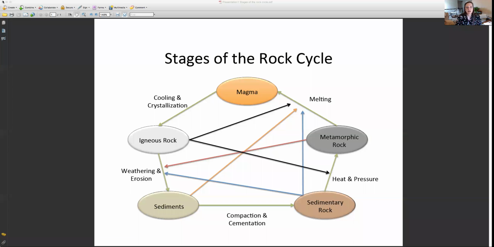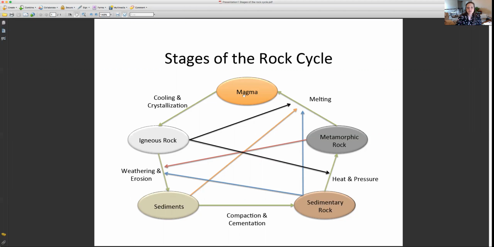You already know three of the stages, and that's your metamorphic rock, and your sedimentary rock, and your igneous rock. So there's only two other stages, which is the magma and the sediments. So now we're going to figure out how this all works. These are how our rocks are made. So if you take a sedimentary rock and an igneous rock, and you apply heat and pressure, it'll eventually turn into the metamorphic rock.